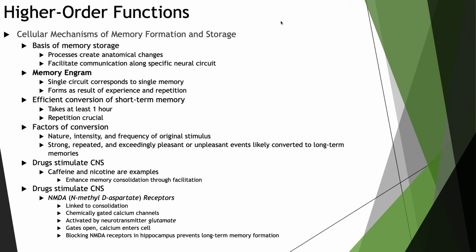The hippocampus plays a key role in consolidating memories. The mechanism remains unknown, but it's linked to the presence of NMDA, or N-methyl D-aspartate, receptors, which are chemically gated calcium channels. When activated by the neurotransmitter glutamate, the gates open and calcium enters the cell. Blocking NMDA receptors in the hippocampus prevents long-term memory formation.